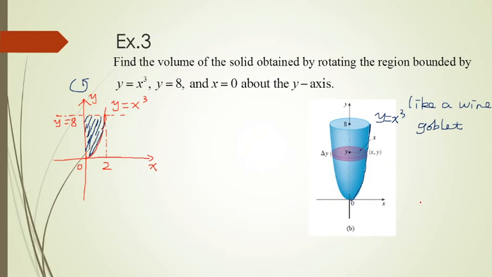Now this time we will use the y. We can use the y to evaluate. So if we use the y, the formula for y will be from c to d. You need to figure out the lower and upper limit for the variable y. Then you still figure out the cross section area for the variable y.